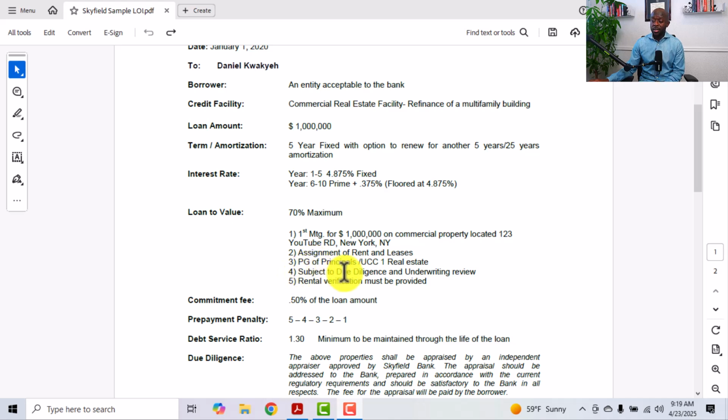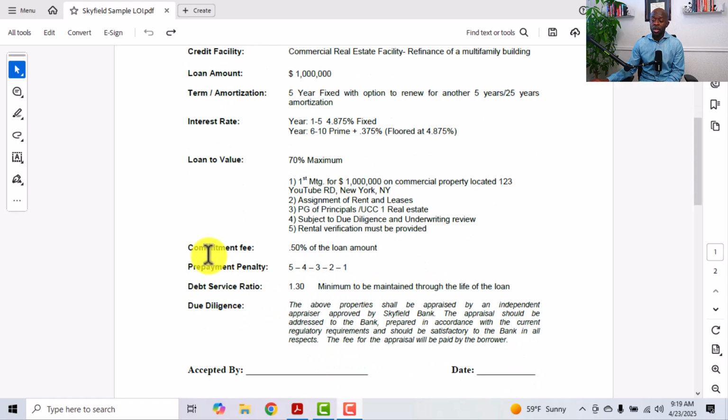It's going to be subject to due diligence and underwriting review. All right, rental verification must be provided. So if you're doing your loans, if you're an investor in New York, you'll have to have your DHCR or any documents to prove the rental amount. You also have this commitment fee, which is going to be 0.50% of the loan amount, which is negotiable, but it is on the term sheet.